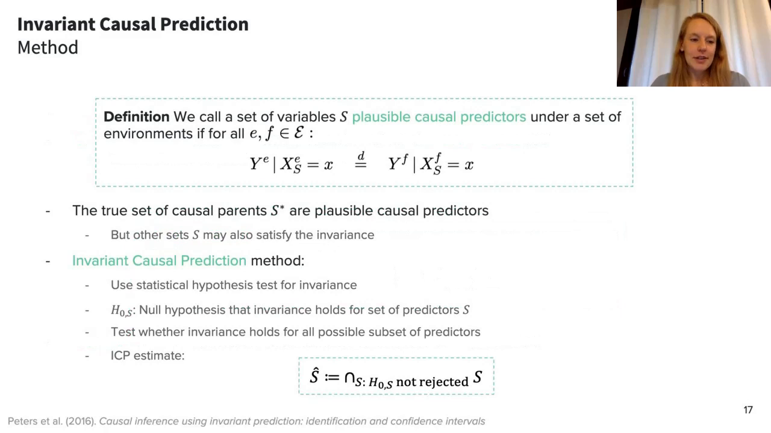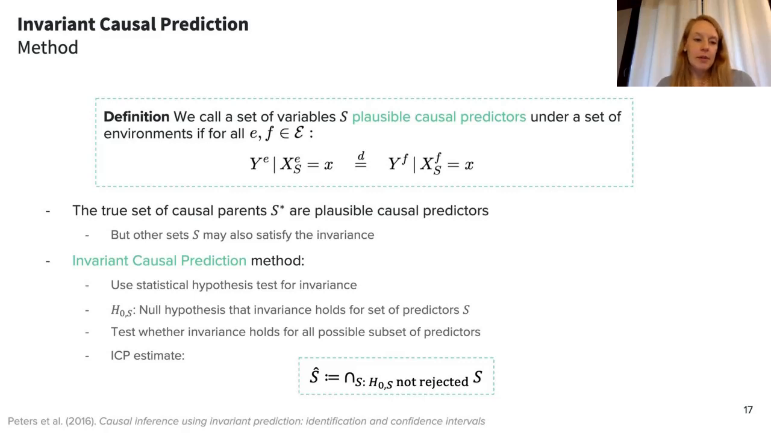One small caveat is that this invariance holds for the true causal parents, but it may also hold for other sets of predictors. That will depend to some extent on how your environments were generated. So the invariant causal prediction paper introduced the definition of so-called plausible causal predictors. We say that a set of variables S are plausible causal predictors under a set of environments if this invariance holds, when we look at the conditional distribution of Y conditional on the variables in the set S. In the previous slide, we saw that this holds for the true set of causal parents, so when we condition on S star we have this, but other sets S may also satisfy this invariance.